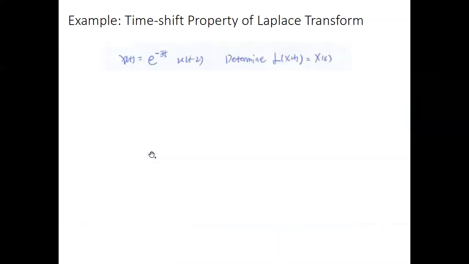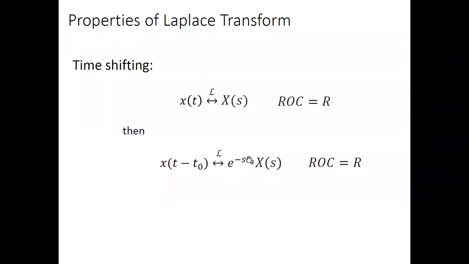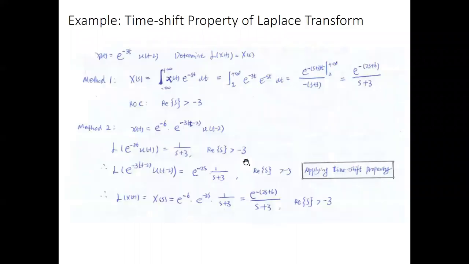So let's flip back to the last slide. What is the time shift property? The Laplace transform multiplies an additional exponential. So in this case, we shift it by 2, so multiply by exponential minus 2s. The region of convergence does not change. And then what is the Laplace transform of x? Don't forget there is an additional coefficient exponential minus 6. So exponential minus 6 multiplies the result on the line above. This is our result. Again, the region of convergence is the same as the original signal.